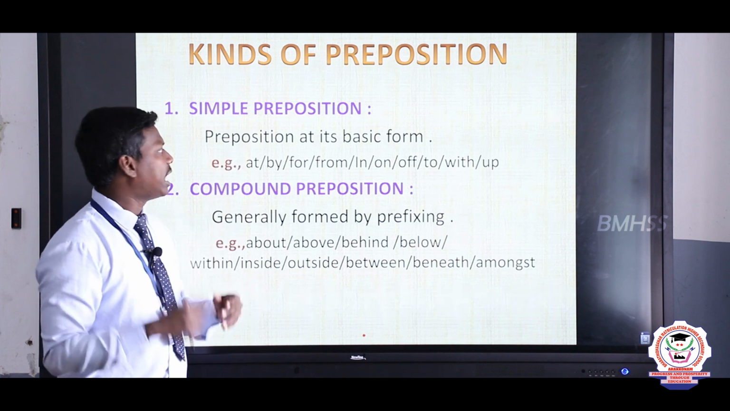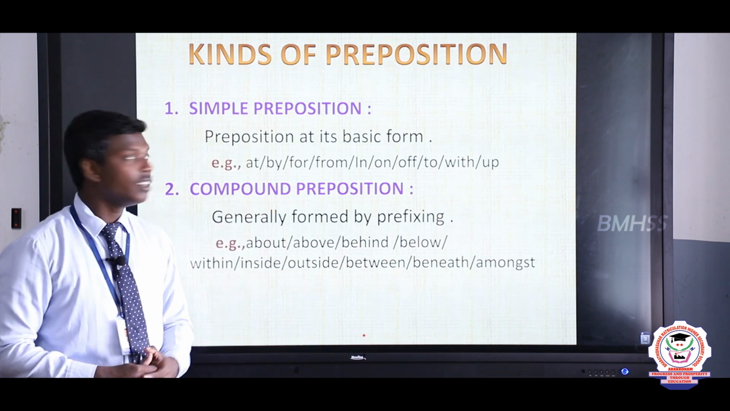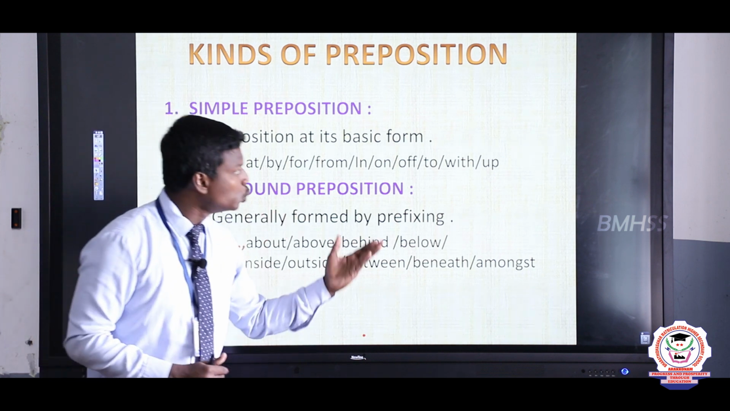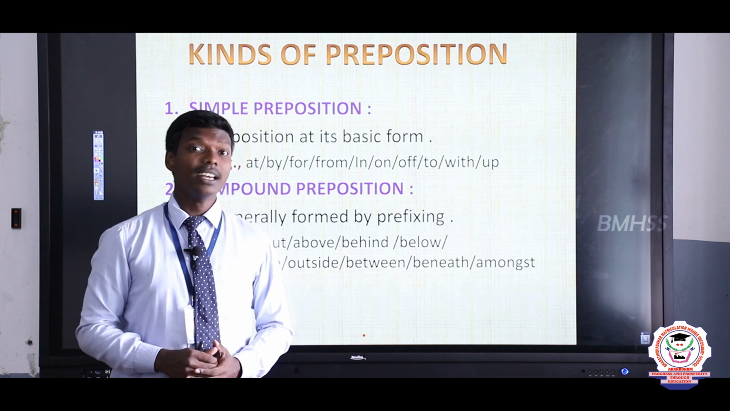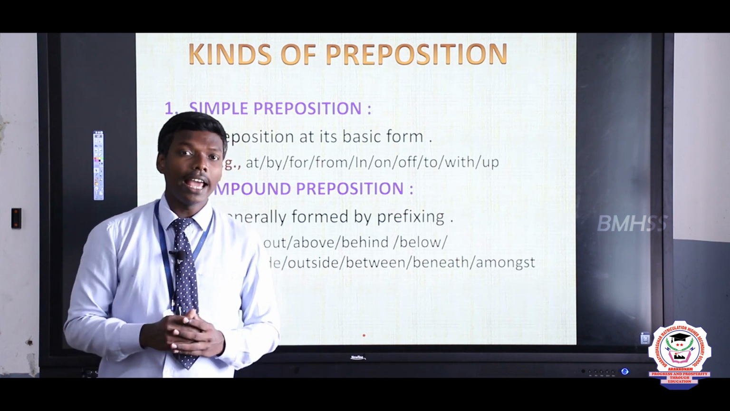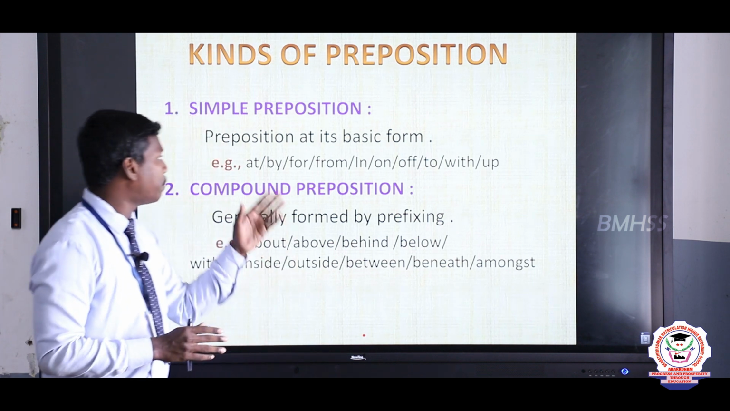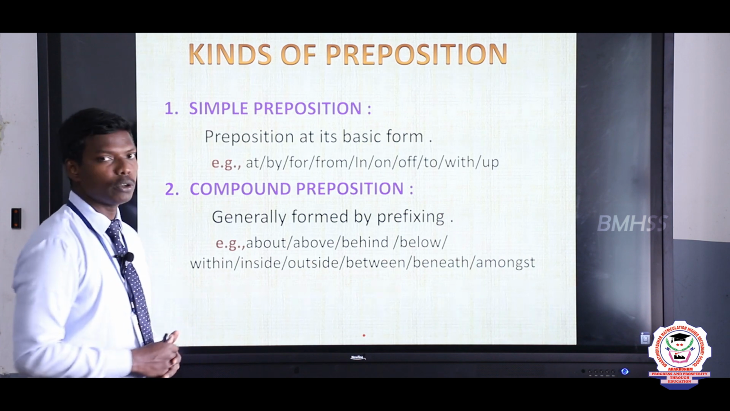So the prepositions like at, by, for, from, in, on, of, to, with, up, all these things come under simple preposition. Most of the simple prepositions are monosyllabic words. For example, at, by, for are all monosyllabic prepositions.